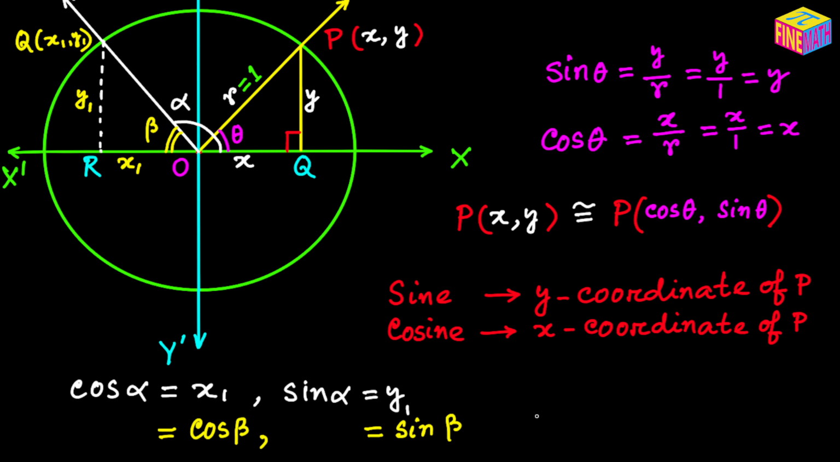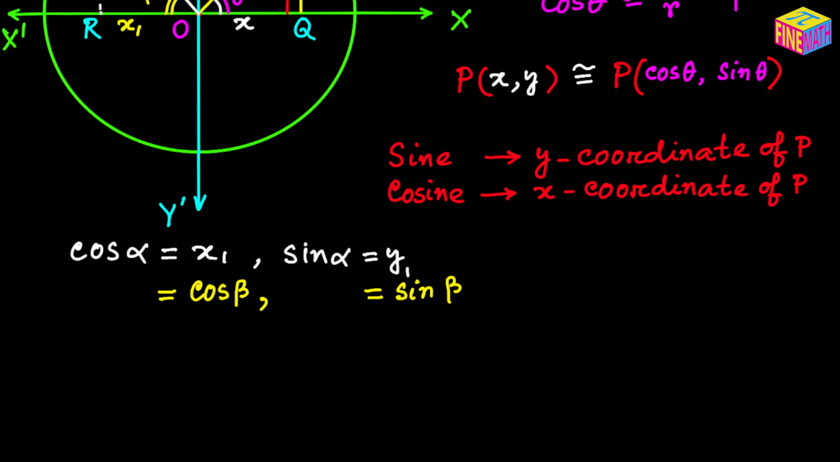Now in this case, for the angle alpha, its reference angle is beta. Beta is the reference angle, and that is why you see the cosine of alpha is the same as cosine of beta and sine of alpha is the same as sine of beta. So we can say the coordinate of Q is cosine alpha, sine alpha. At the same time we can call it cosine of beta, sine of beta.